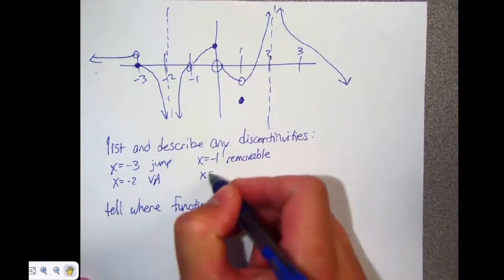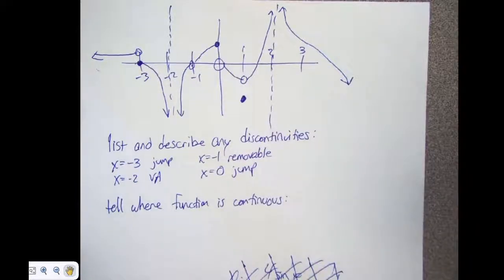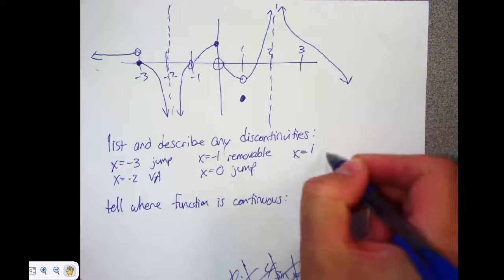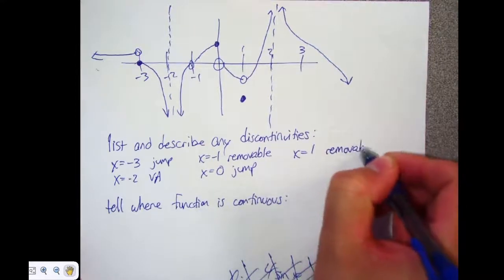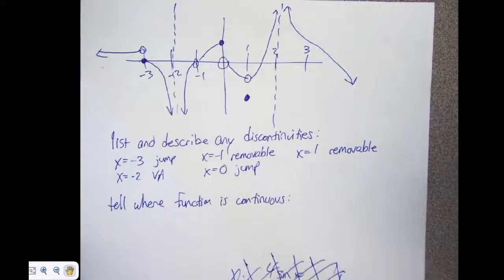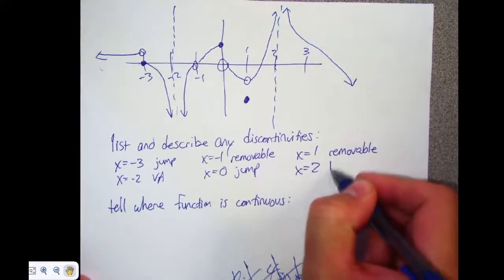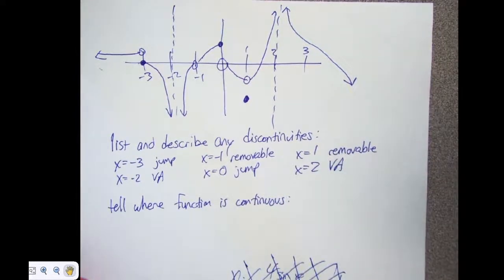X equals 0 is a jump, and I could not remove that because if I build a bridge, it's not going to make the roads come together. X equals 1 is removable, and the idea there is I could fix it if I just moved the bridge. So you're allowed to move or build bridges when you're thinking about removable or not. X equals 2 is what kind? Vertical asymptote or infinite. No, that's it.